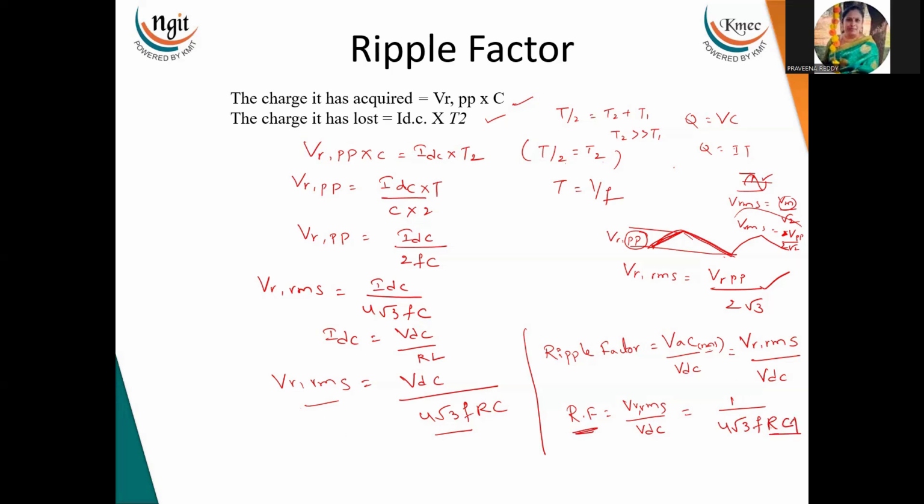Now if you see, this ripple factor is inversely proportional to the R and C values. By increasing the capacitor value, we can reduce the ripple factor. Or by increasing the resistor value, we can reduce it. Or by increasing both values, we can reduce the ripple factor. Now, this is the ripple factor derivation in the case of the capacitor filter.